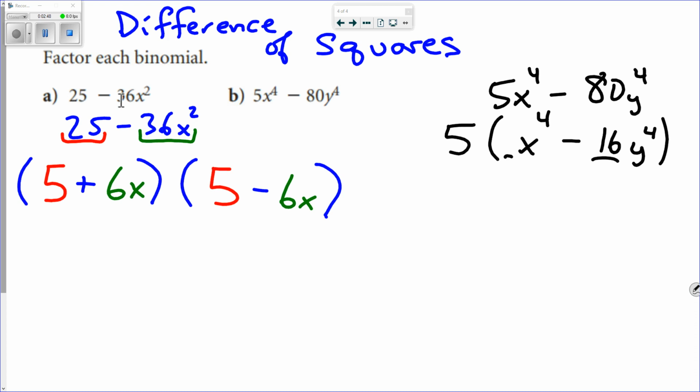So we can write down our 5. Right? We can't leave out the 5. We factored it out, but it's still a factor, so we have to keep it. Right? We're going to have something plus something, something minus something. So we start over here. We have x to the fourth. The square root of x to the fourth is x squared.